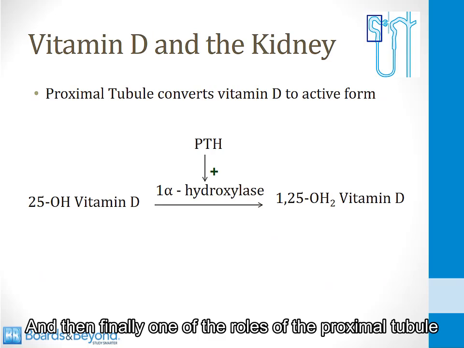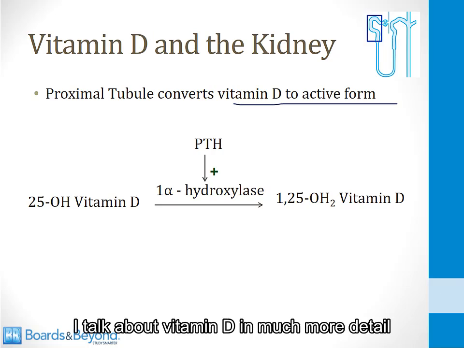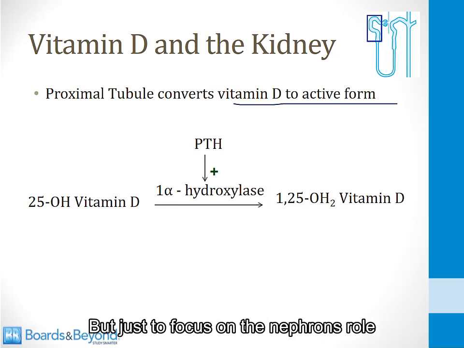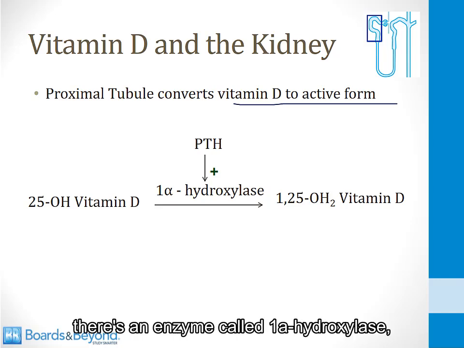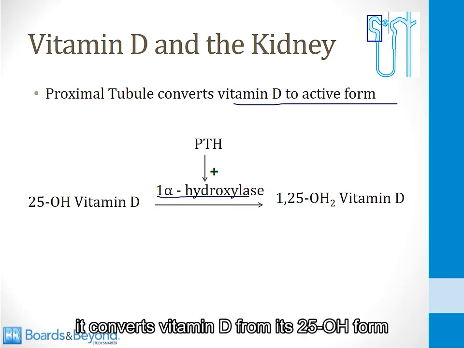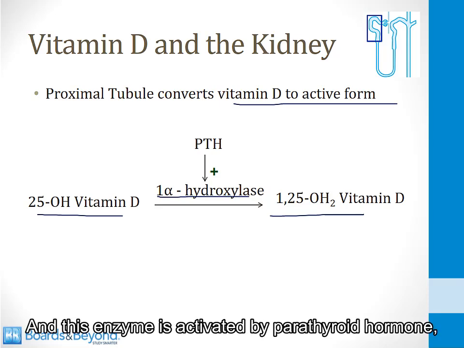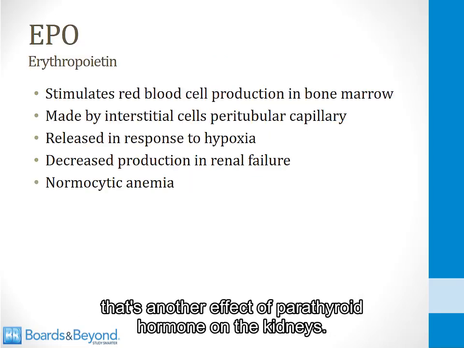And then finally, one of the roles of the proximal tubule is to convert vitamin D to its active form. I talk about vitamin D in much more detail in the biochemistry section in the videos on vitamins, but just to focus on the nephron's role in vitamin D metabolism, in the proximal tubule, there's an enzyme called 1-alpha hydroxylase. It converts vitamin D from its 25-OH form to the active 1,25-OH2 form, and this enzyme is activated by parathyroid hormone. That's another effect of parathyroid hormone on the kidneys.